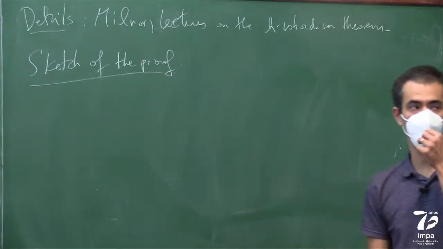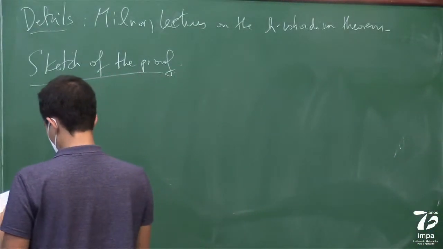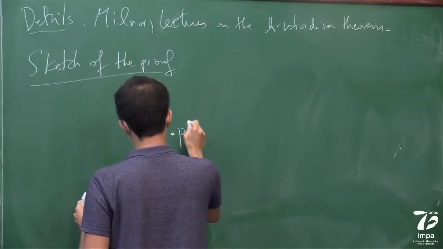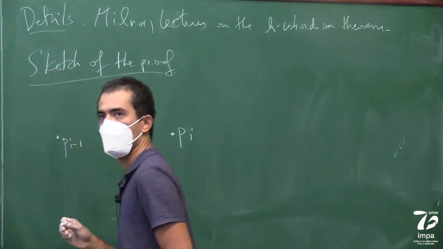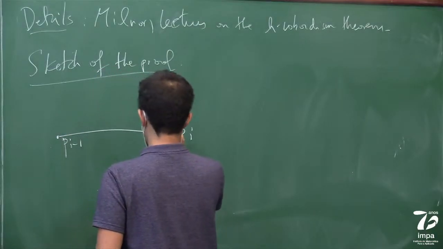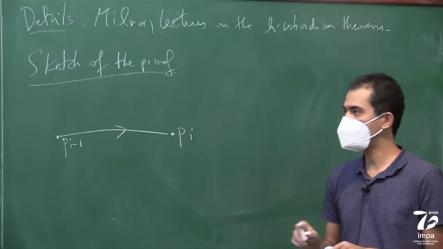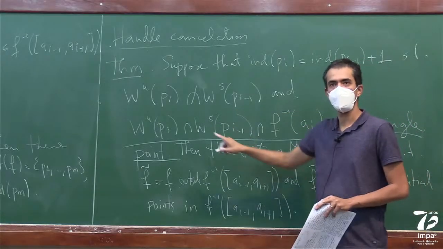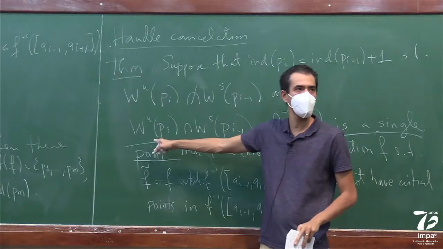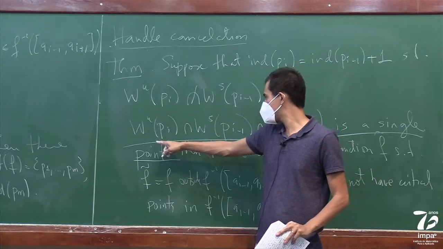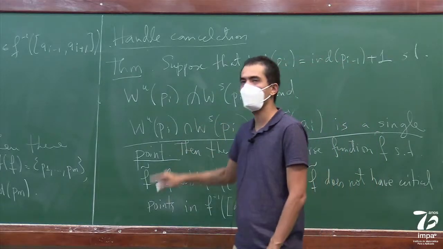So what's the sketch of the proof? I have my p_i, and I have my p_{i-1}, and I have my flow line from p_{i-1} to p_i. Because I have a point over here, if I take this point, I can flow it all the way down to p_{i-1}, and I can flow it all the way up to p_i.